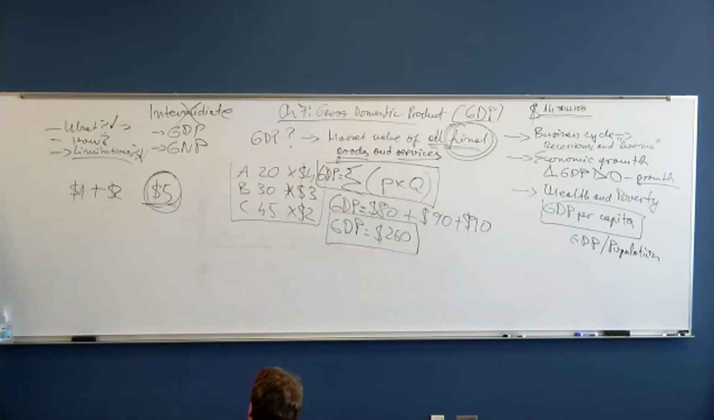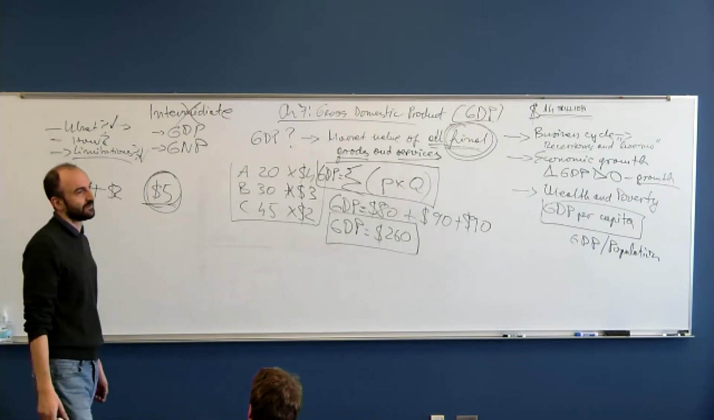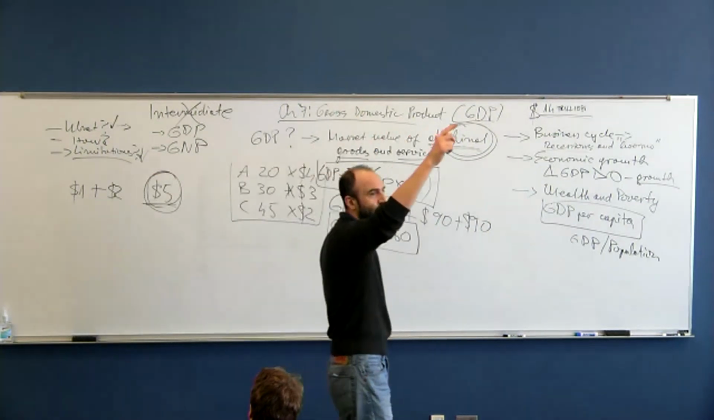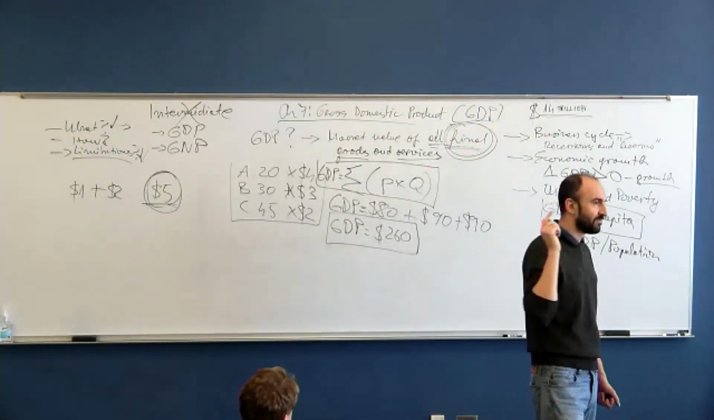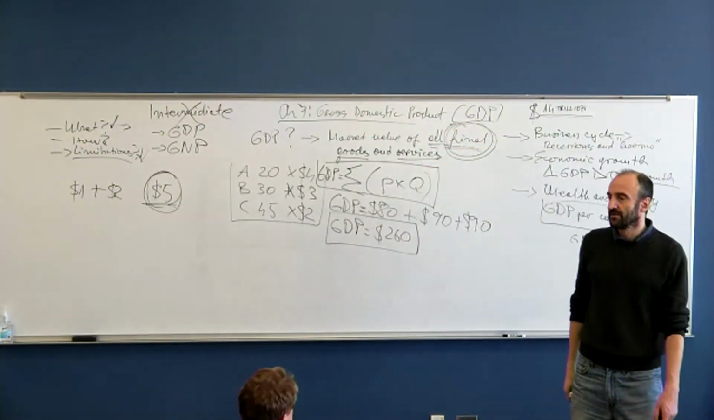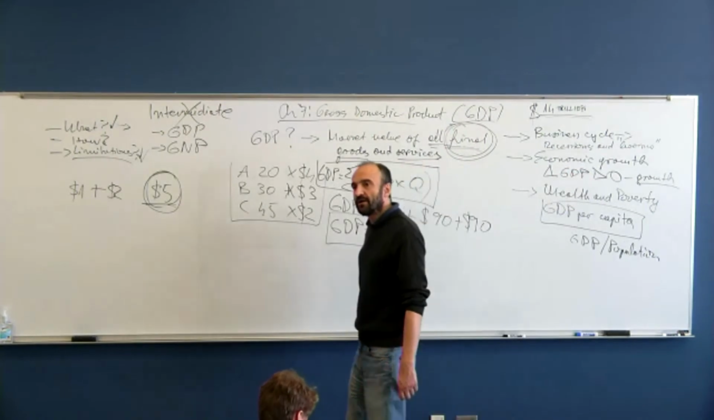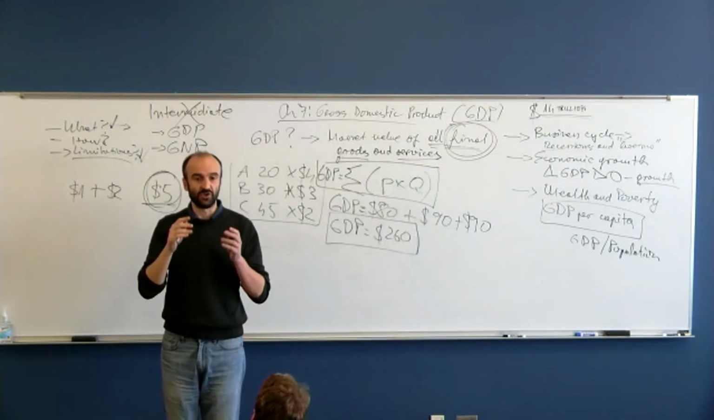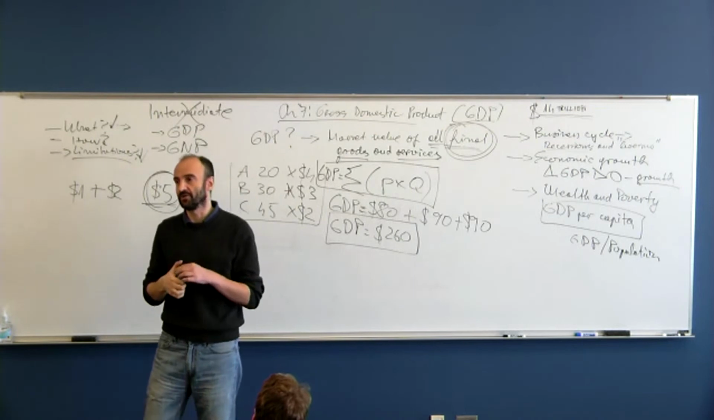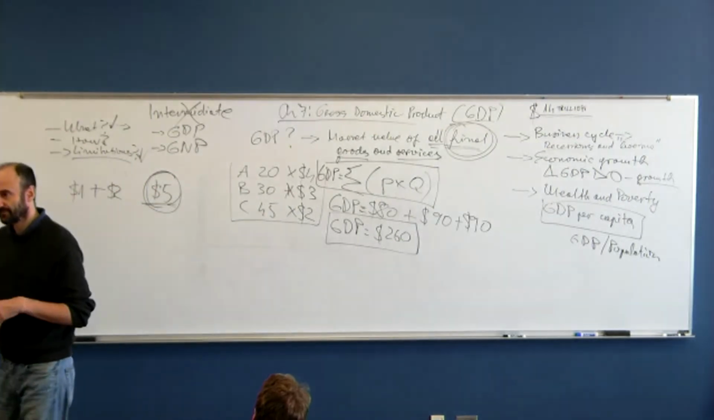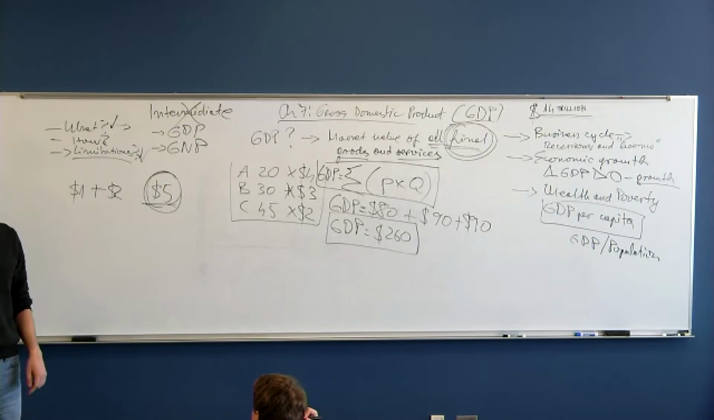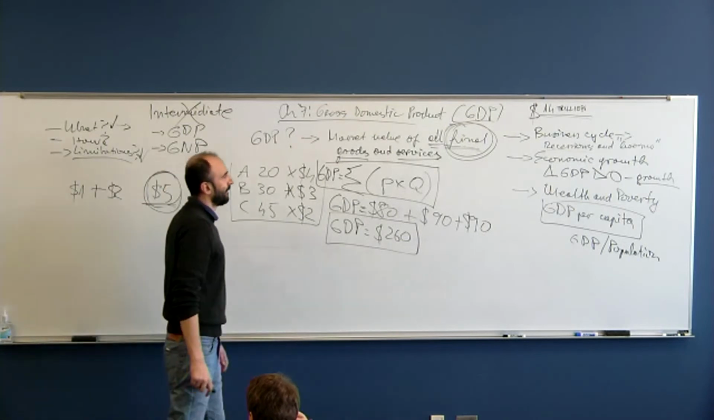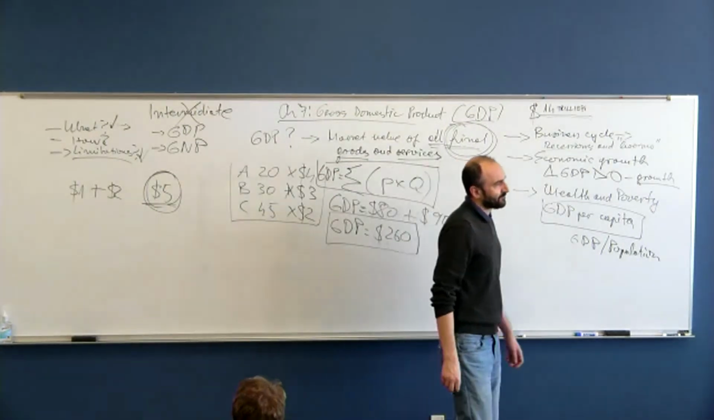GNP is a product made by the citizens, all Americans. What all Americans produce, irrespective of the country of residence. So Americans who work in Norway or in whatever, Germany or Japan, the value that they create contributes to American GNP, American gross national product. So GDP is not the same thing as GNP.